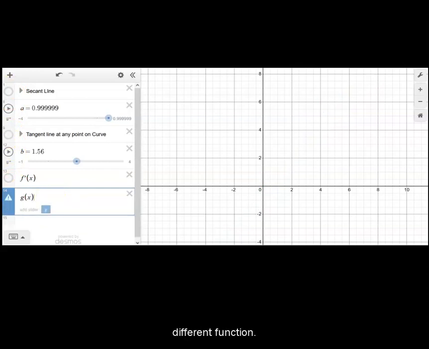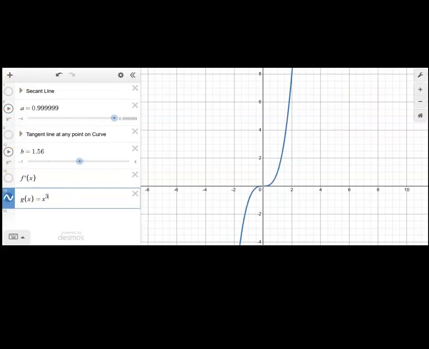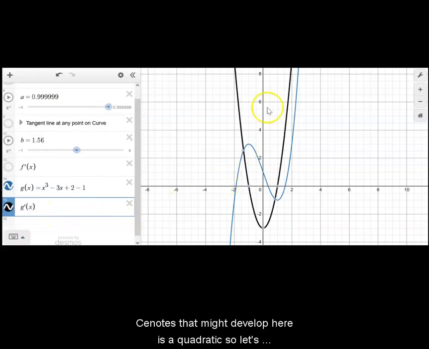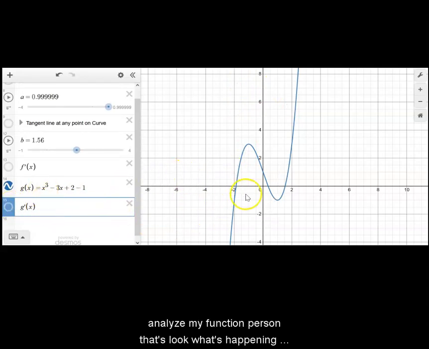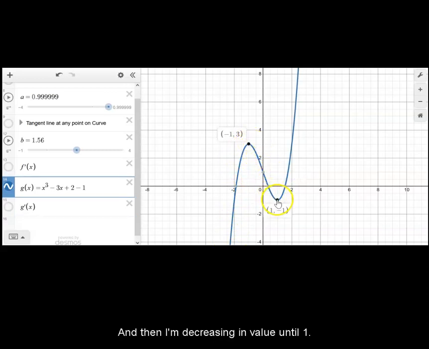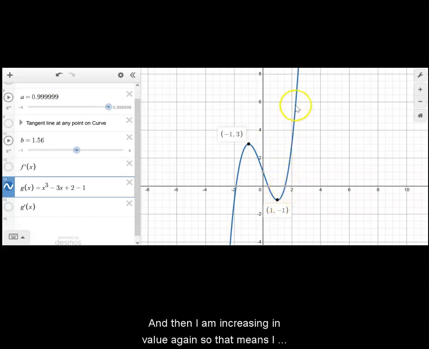Let's use a different function. And then let's plot the derivative of that function. So notice that my derivative here is a quadratic. So let's analyze my function first and look at what's happening. My function g is increasing in value up until this point, up until -1. And then I'm decreasing in value until 1, and then I am increasing in value again.